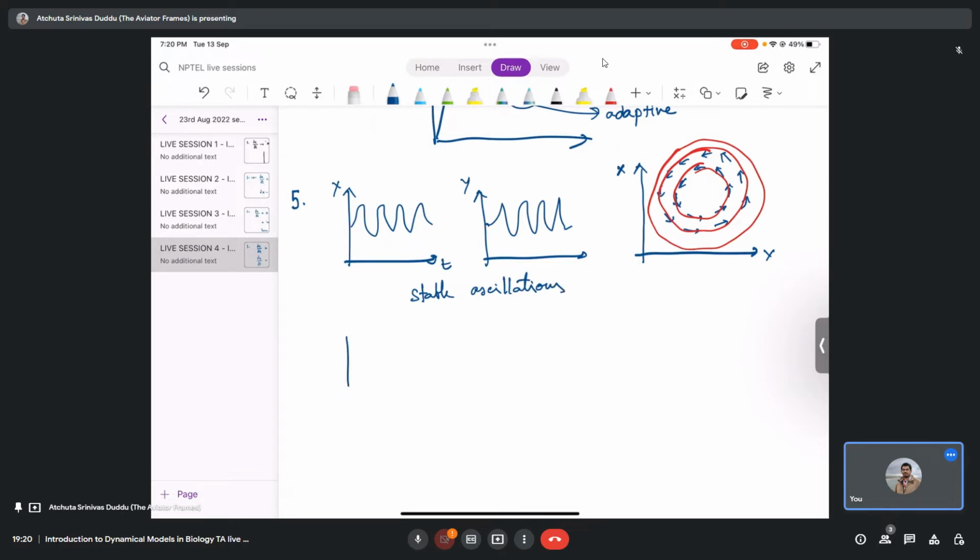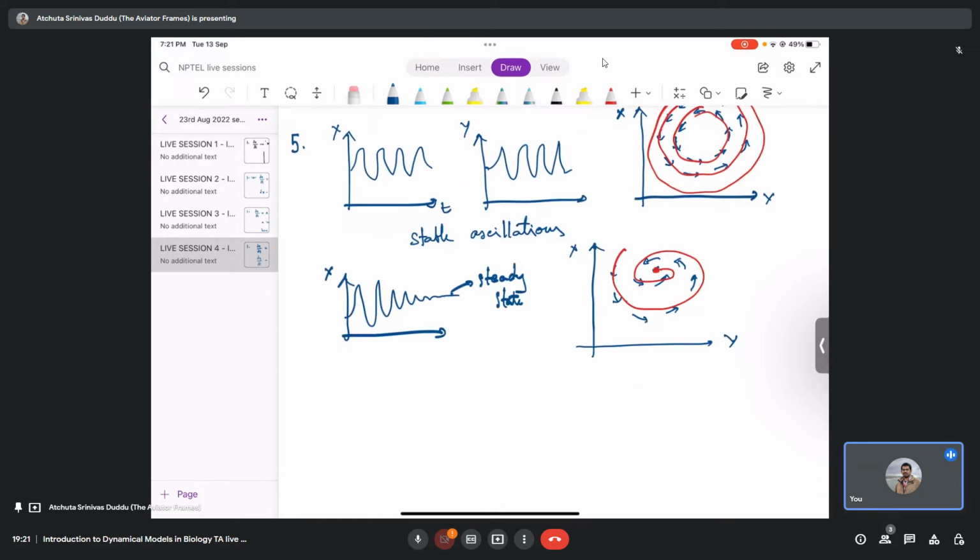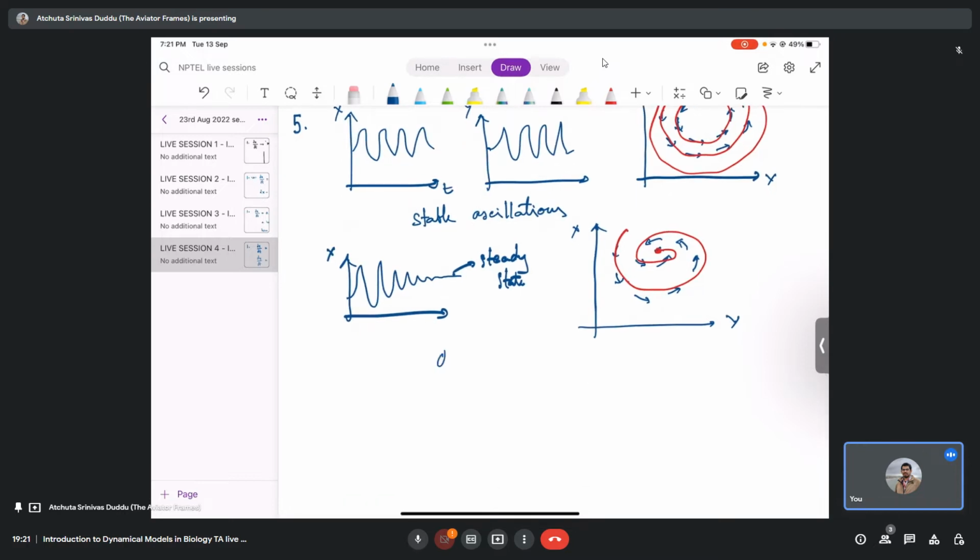Now for damped oscillations, x or y, if you would see, there would be something like this, right? Fine, it's initially oscillating, but then it finally reaches a steady state. So for those, the phase plot would be something like this. It would be initially oscillatory, but then it would tend to converge onto one particular steady state value, right? There is a certain steady state value onto which you would be converging. Again, depending on initial conditions, the way it is going could change. This is for damped oscillations.